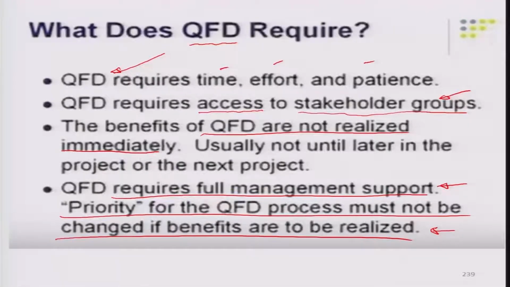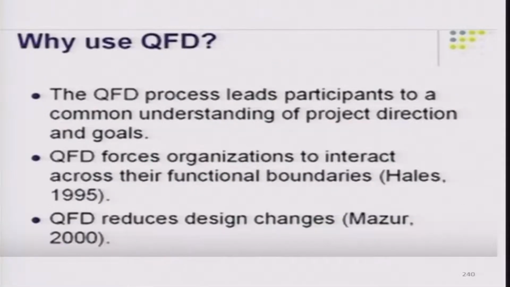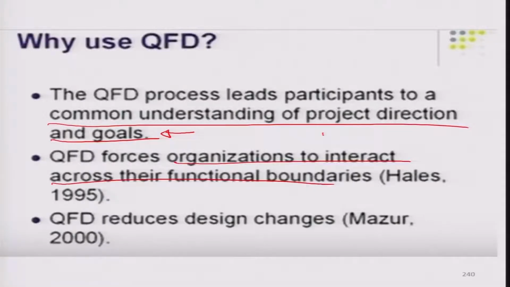We also talk next about why we use QFD. Is there a reason why QFD leads to making a difference in businesses? So the QFD process leads participants to a common understanding of the project direction and goals. This helps quite a bit because now team efforts can be well directed towards a certain objective. It forces organizations to interact across their functional boundaries. Again, it goes very much in line with what concurrent approaches have said earlier, that all wings of organizations work together.